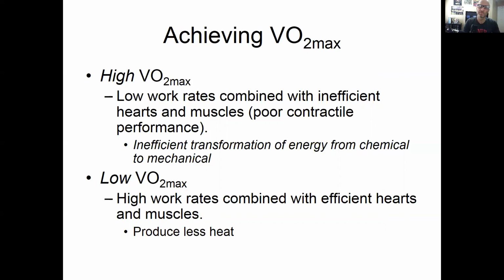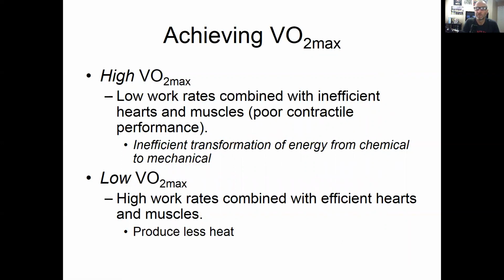Well, for mere mortals, that's good, but in terms of elite performances, that's not anywhere close to being competitive. That would mean that you're not very efficient as a runner, and not very efficient in transforming energy from the chemical state to the mechanical state. Likewise, you could have a low VO2 max but a high work rate. You could have a great performance but a low VO2 max. Maybe your VO2 max is in the low 50s, but you can run a 5K in 18 minutes. That's pretty good. That can still be competitive at an age group level.